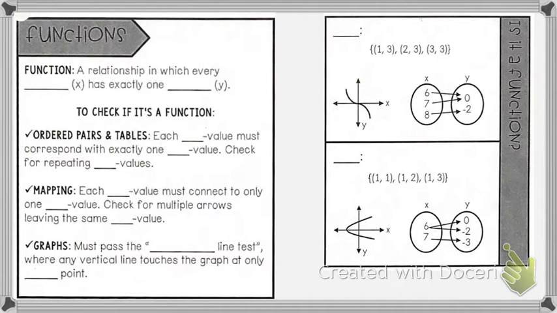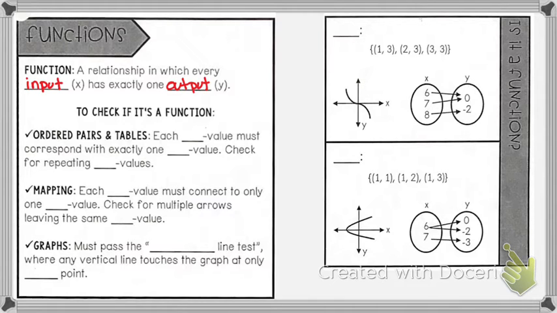Here it says a function is a relationship in which every blank has exactly one blank. Okay. So we want to put that every x is going to be an input. Let me put that in red. Has exactly one, obviously it would be output. Okay, whatever you put in, you're going to get exactly one thing out.